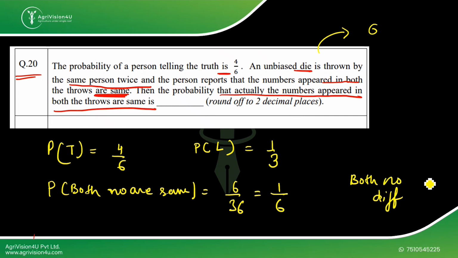It will be 1 minus 1 by 6, so it will be 5 by 6. Right. Now you know the probability that he is telling the truth, he is lying, and both numbers are same, both numbers are different. Now what you have to do? You have to just apply the Bayes theorem here and you have to calculate the answer.